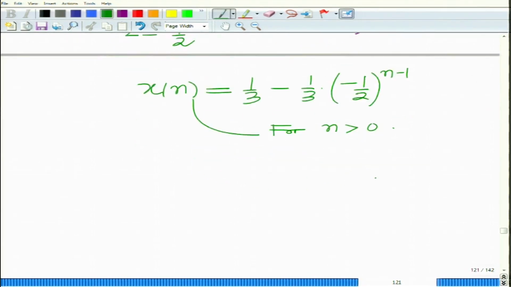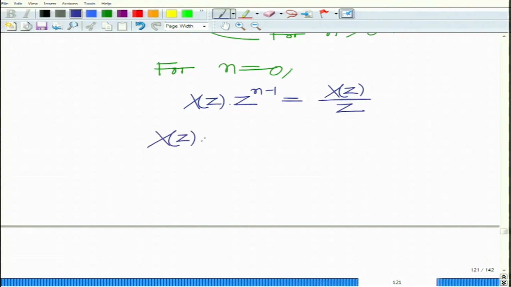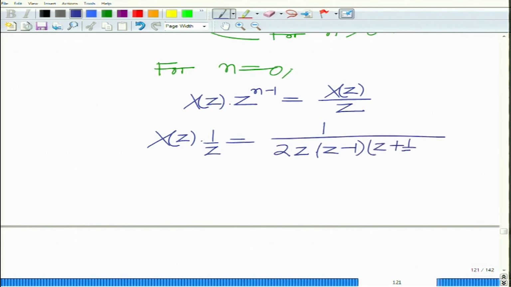Now, for n equal to 0, what we obtain is the following. So, consider X(z) into z raised to n minus 1, n equal to 0. So, n minus 1 equals minus 1. So, this is simply X(z) over z. Now, X(z) into 1 by z or X(z) over z equals 1 over 2z into (z minus 1) into z.